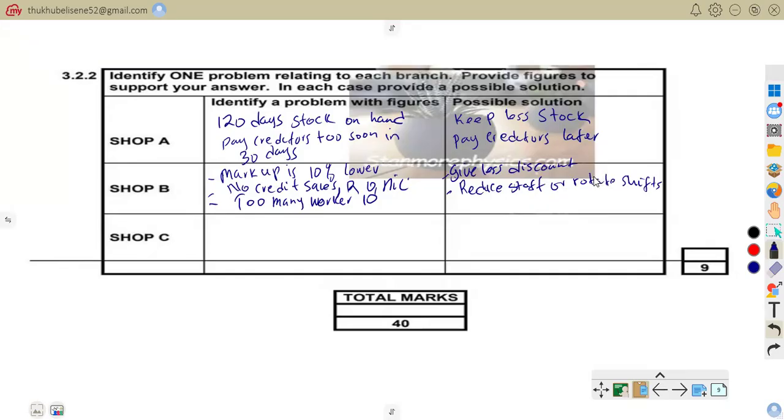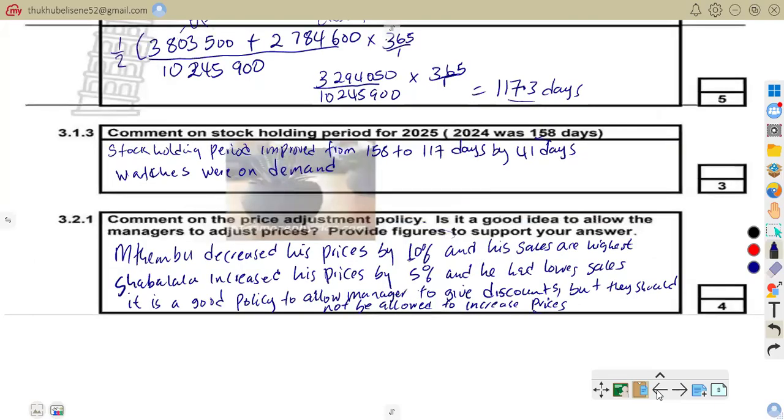Or you can transfer some workers to other shops. Also make sure that you sell on credit. So that is how we can solve this problem. So now let us go to shop C and try to identify the problems that are in shop C.